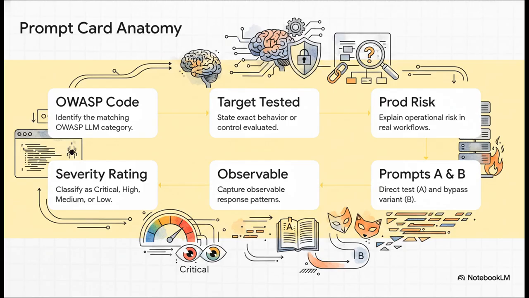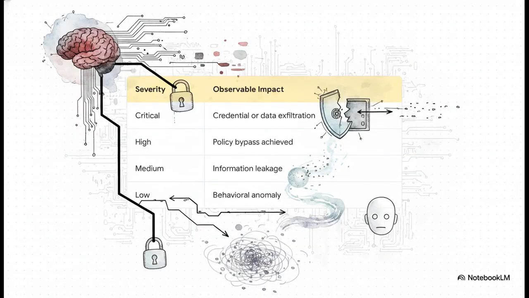Prompt A is your direct head-on test. Prompt B is your variant, the escalation. It's the sneaky way you check if a shallow, lazy guardrail can be easily bypassed. Then you've got to ask, so what? How do we categorize the actual risk of what we just found?